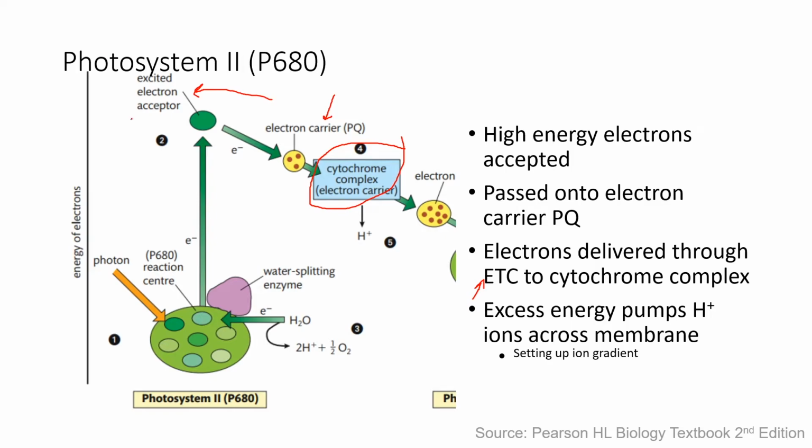Now, because obviously these excited electrons are high in energy, the excess energy that they have is utilized to pump hydrogen ions across the membrane in the cytochrome complex. And this once again also helps set up a hydrogen ion gradient.